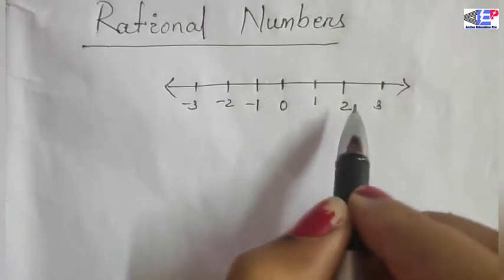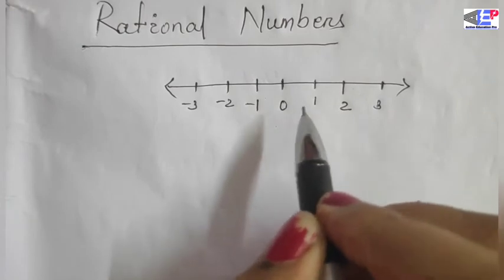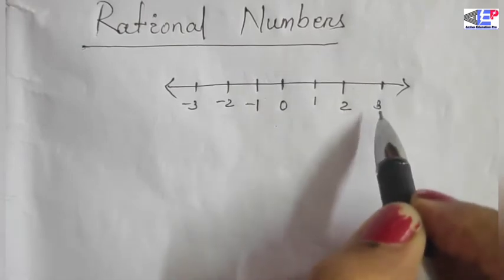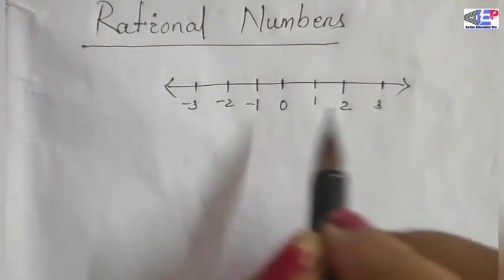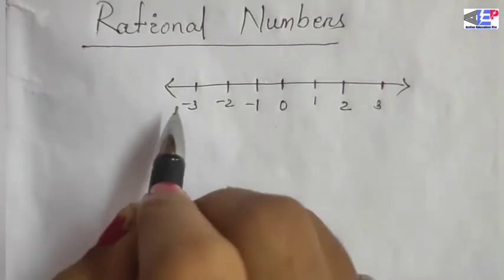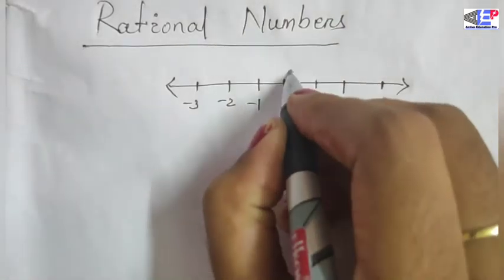If we proceed from left to right, the value of the number will increase: 0 plus 1, plus 1 gives 2, plus 1 gives 3, etc. If we move from right to left, the value will decrease. They are positive integers.